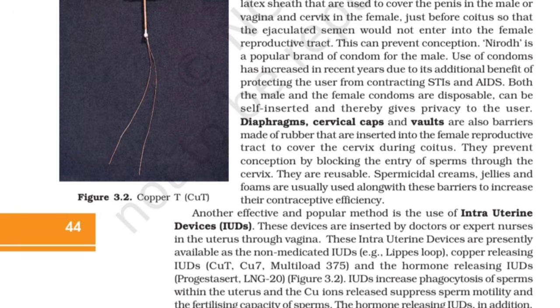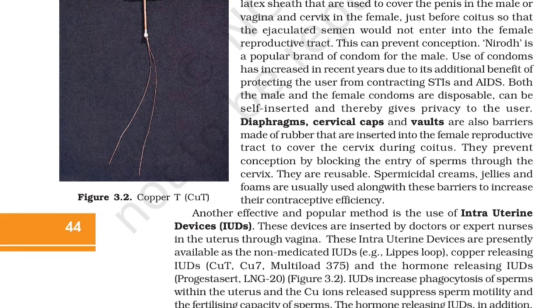Another effective and popular method is the use of intrauterine devices, IUDs. These devices are inserted by doctors or expert nurses in the uterus through the vagina. These intrauterine devices are presently available as the non-medicated IUDs, for example, Lippes Loop, copper-releasing IUDs, CuT, Cu7, Multiload 375, and the hormone-releasing IUDs, Progestasert, LNG-20.